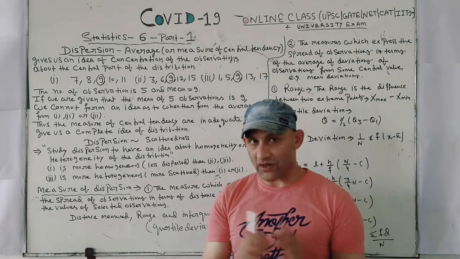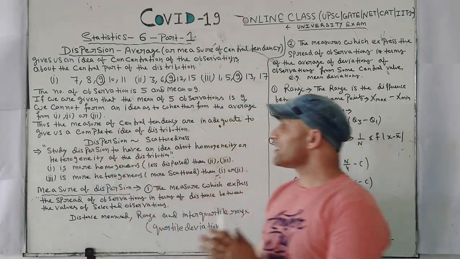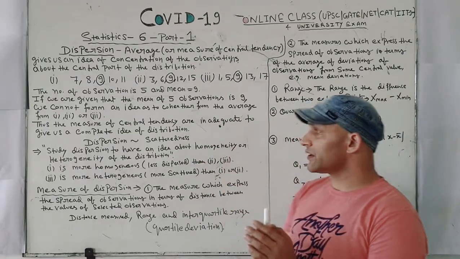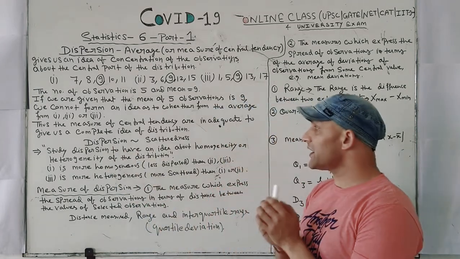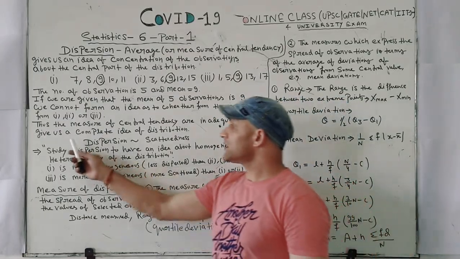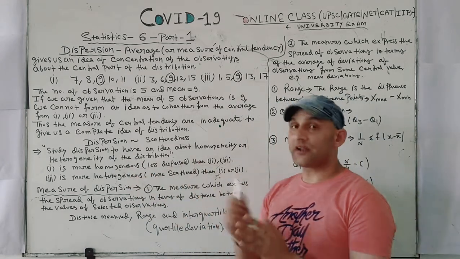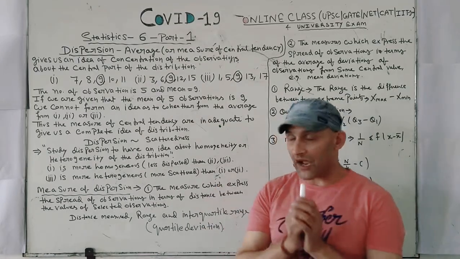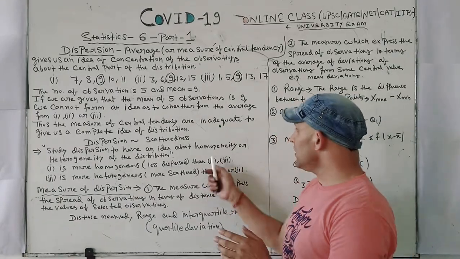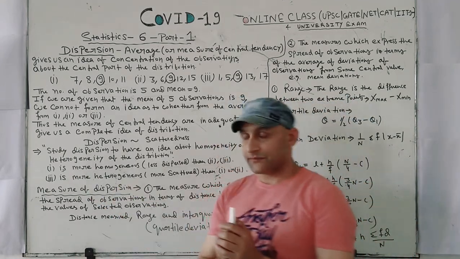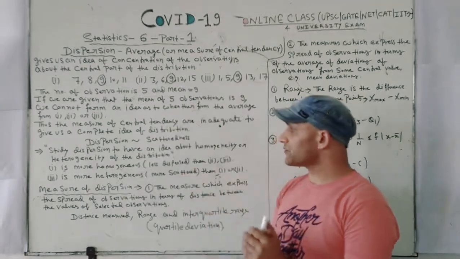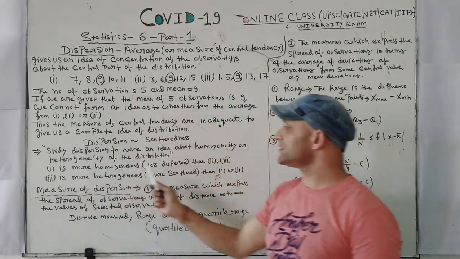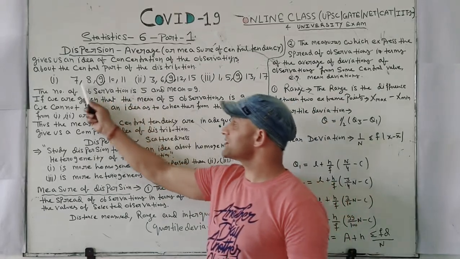Okay, so in this condition the measures of central tendency are inadequate to give us a complete idea of the distribution. Dispersion means scatteredness. So we study dispersion to have an idea about the homogeneity or heterogeneity of the distribution. What is the meaning of this? You can see the first one. The first series is more homogeneous.